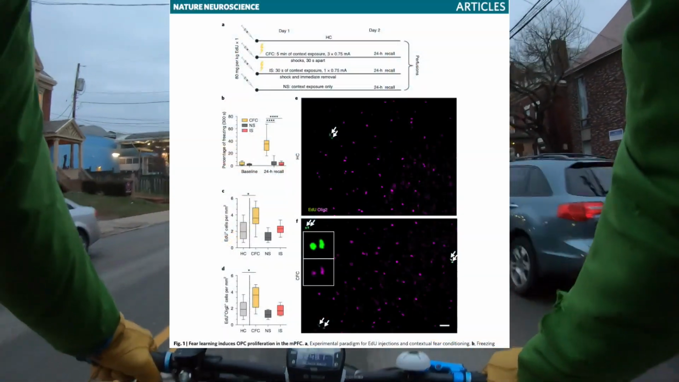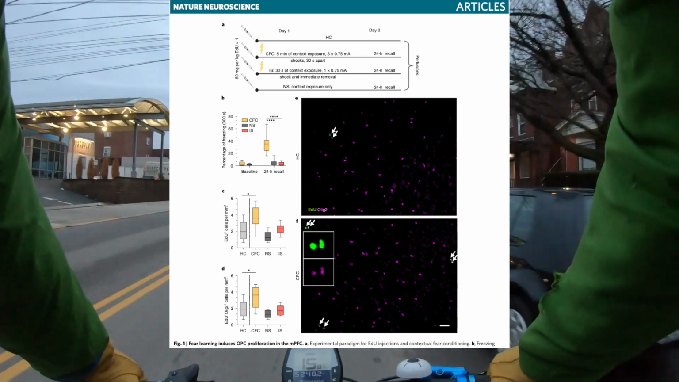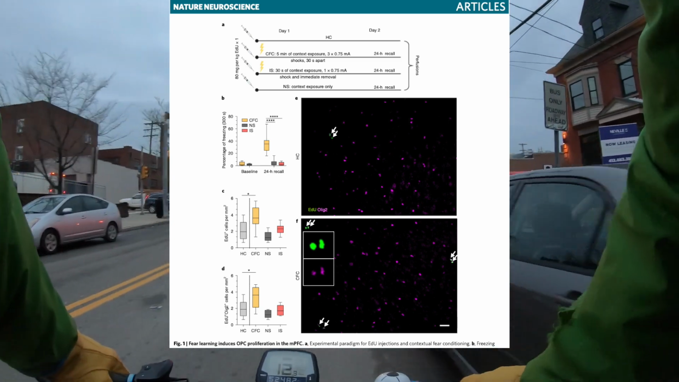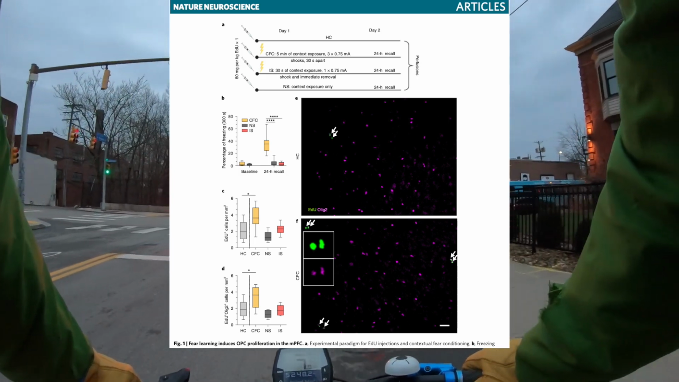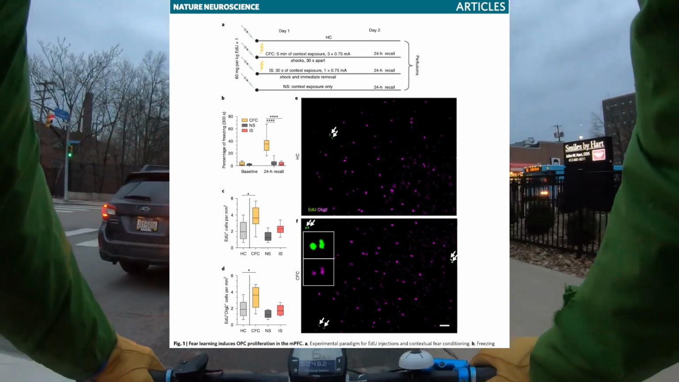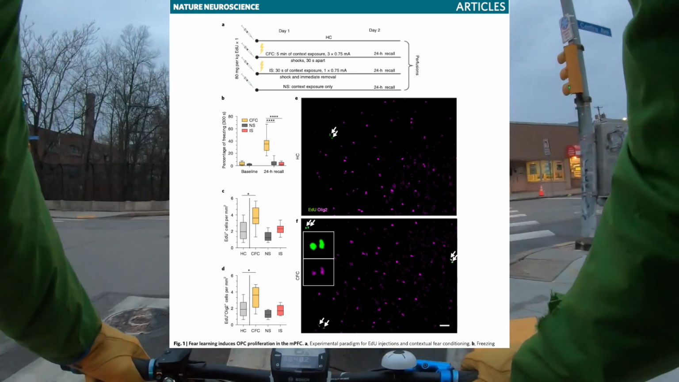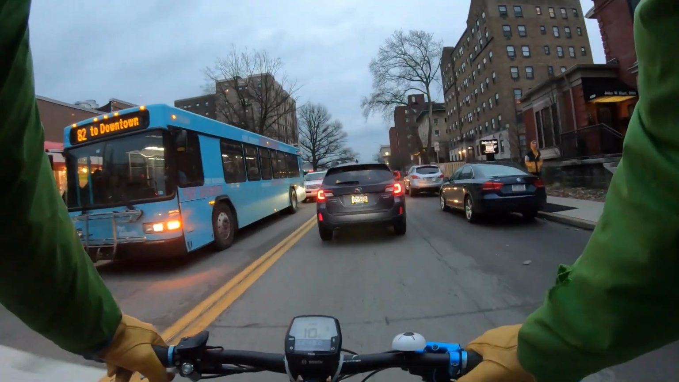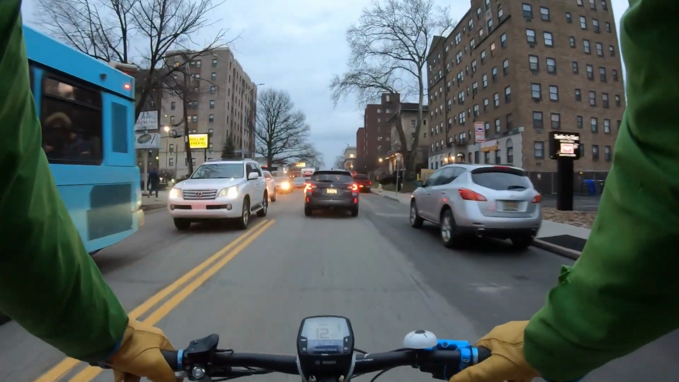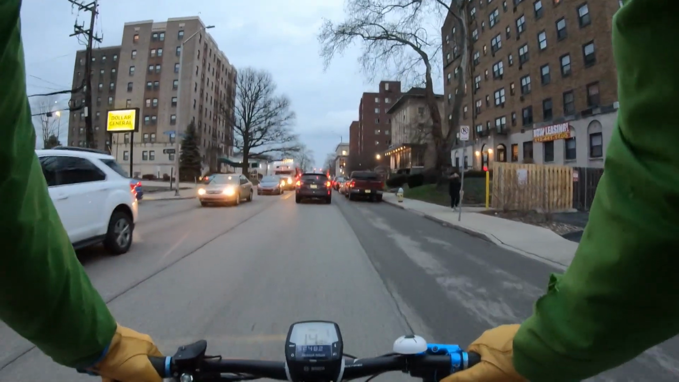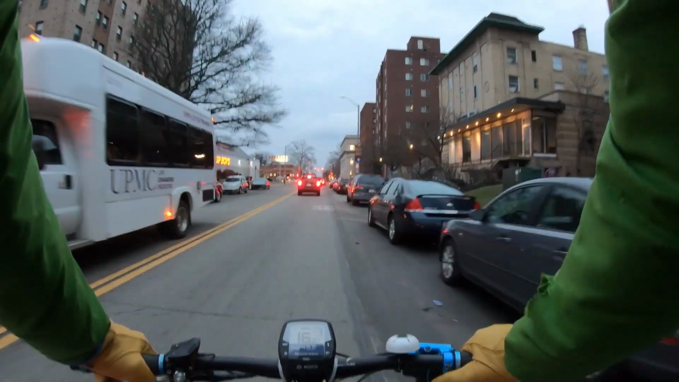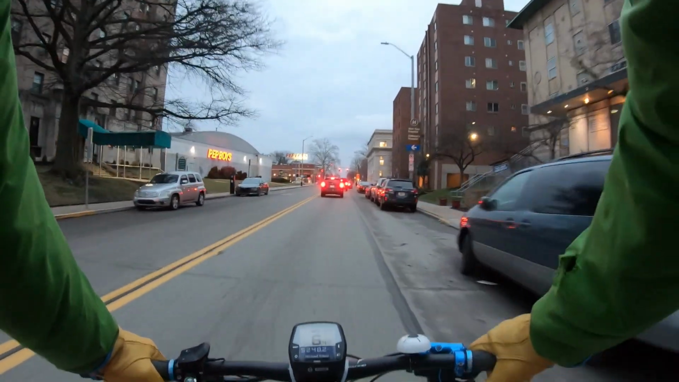And the way that they show this is using that chemotherapy drug, EdU, that shows up in cells that have recently divided. And so they're just counting recently divided cells and looking at oligodendrocyte precursor cells to see how much cell division there is, and they show there's more cell division after context fear conditioning.